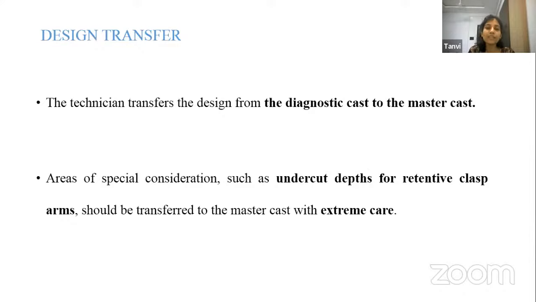After tripoding and marking the height of the contour, the next step is the design transfer. That is, whatever design has been decided by the clinician depending on the situation of the oral cavity is transferred to the master cast carefully by the technician. Areas of special consideration such as the undercut depths for the retentive clasp are also transferred with extreme care. The undercut depths are of utmost significance because they are the only part where the prosthesis is active. In all other places of the cast, the prosthesis remains passive.